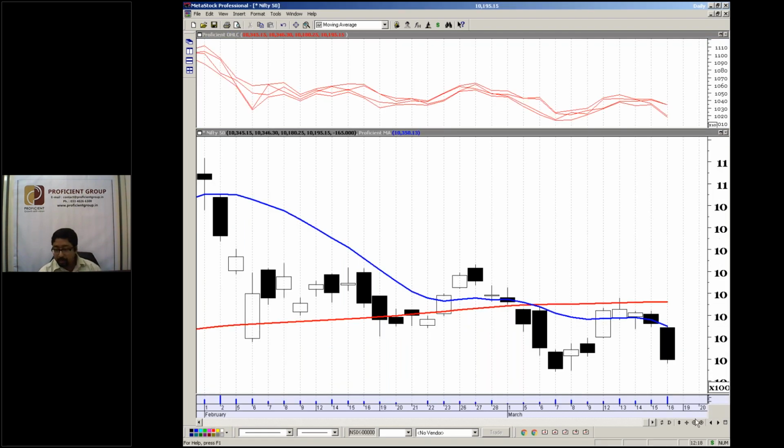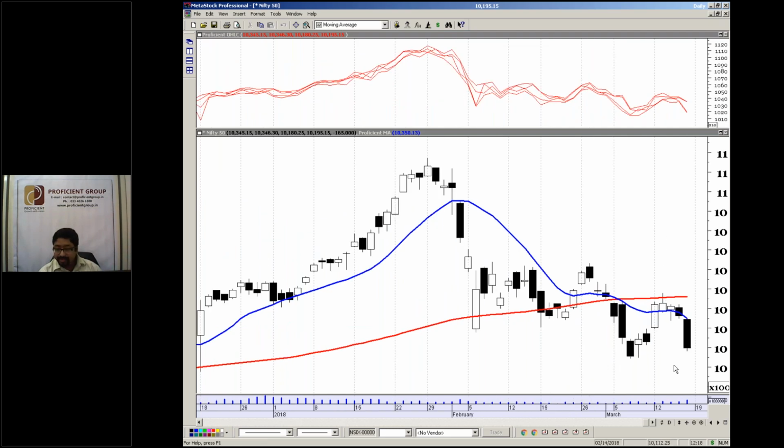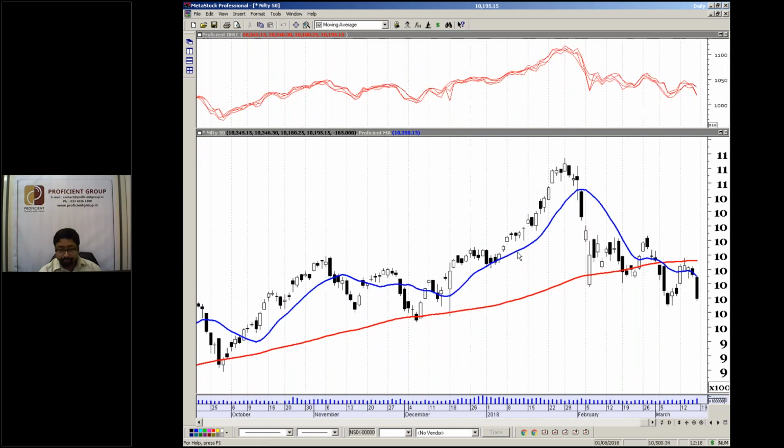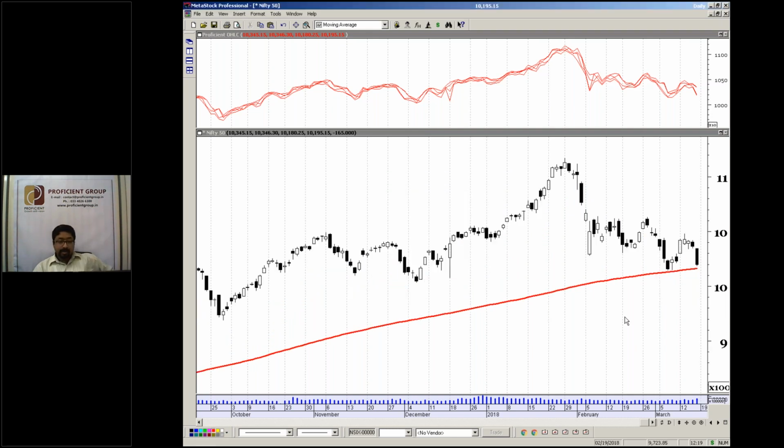Okay, so we have opened the chart of Nifty, and as we see, the chart is updated till yesterday, and where prices closed at 10,195. Nifty made a very significant top on the third week of January at 11,130 on a closing basis, and after that I am showing you what has happened.